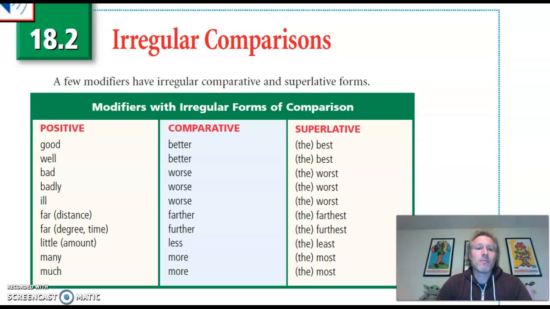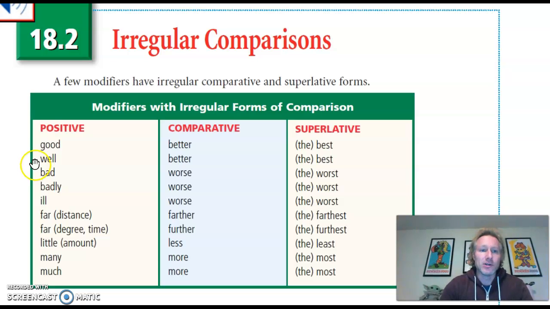All right, so here we go with modifiers lesson 2. Last week we just did the 3 degrees of comparison, right? Positive, comparative, superlative. Not too tough. Of course, this is the English language. The English language is bananas. And so we have things called irregular comparisons.